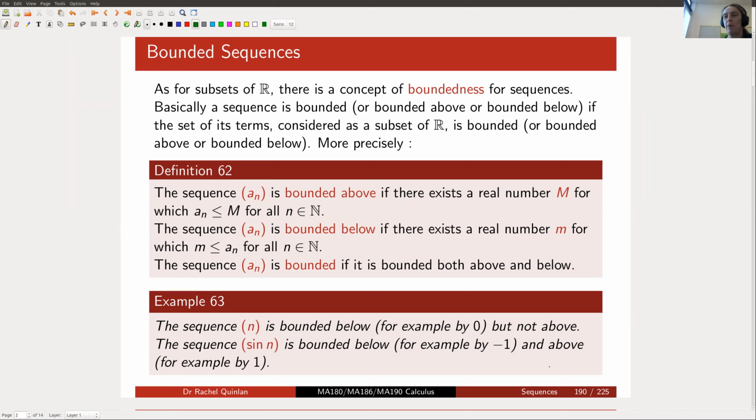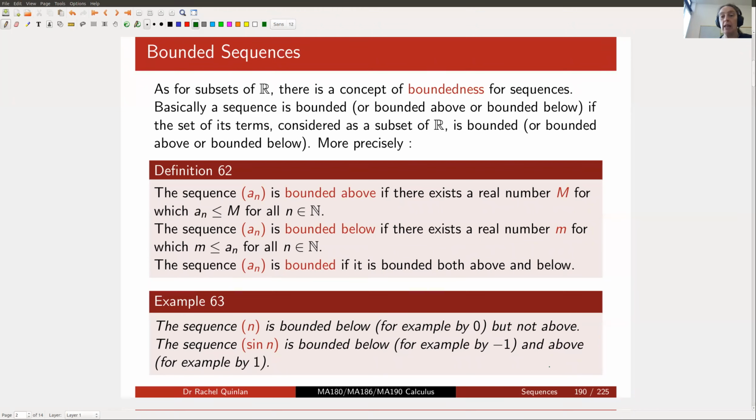Okay, so we talked about boundedness in the context of sets. A set of numbers is bounded if when you write all the points that represent its elements on the number line, they don't spread over the entire number line, but they're contained within some interval. And it's the same thing here. And equally, of course, you can have the idea of a sequence that's bounded above or bounded below.